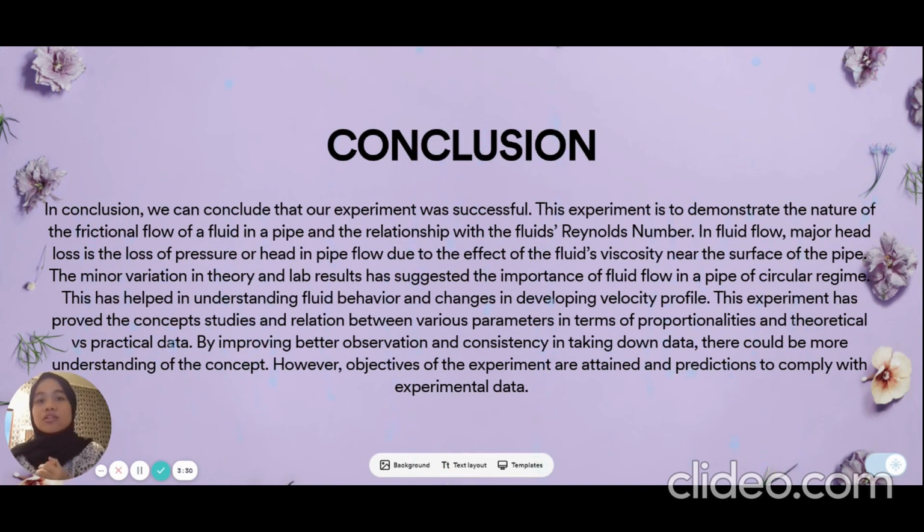However, the objectives of the experiment are attained and predictions compare well with experimental data.